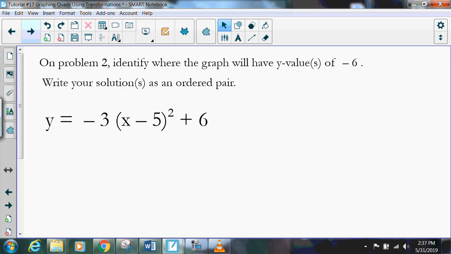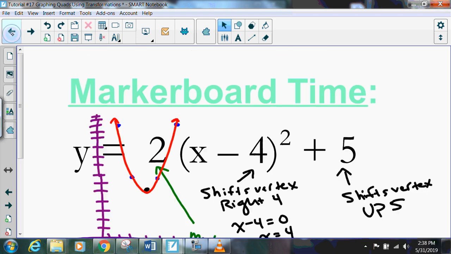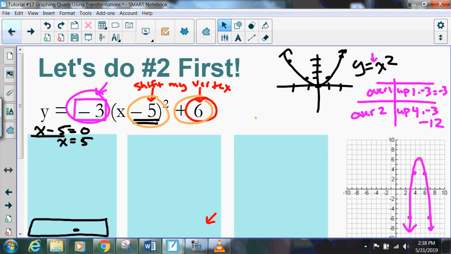All right, and the last problem on our notes, on problem 2, identify where the graph will have y values of -6. So this is very similar to a question that was asked in our standard form section of graphing quadratics. So we already know that we're going to have, if we look back at the graph, let's see. Oh my goodness, problem 2 seemed like, oh, that was the first problem we did. So let's see. We started with problem 2.